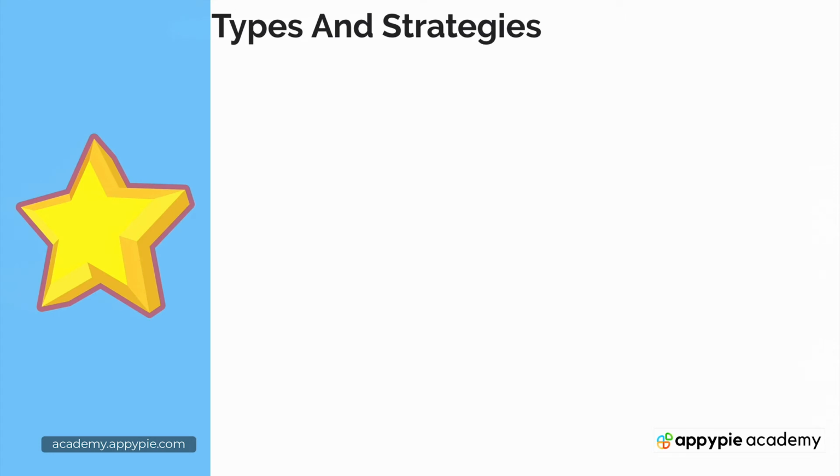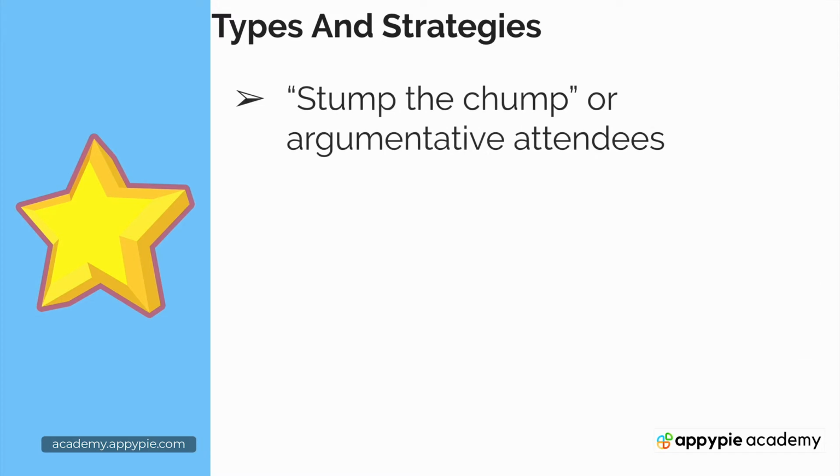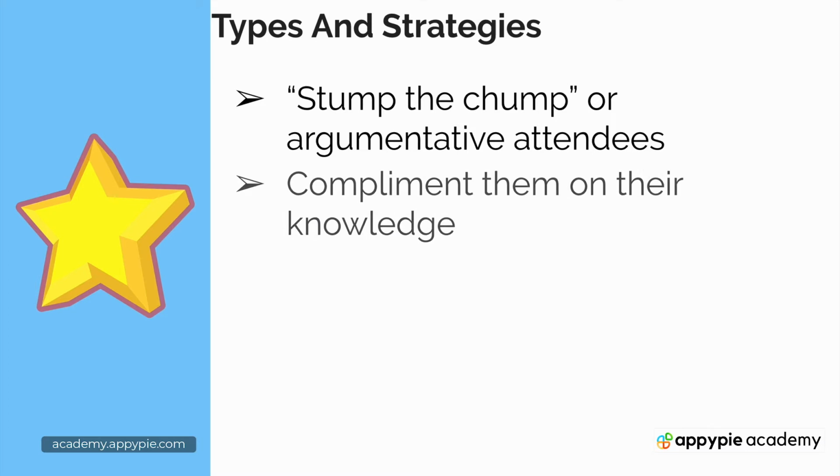And there are a few types of problem attendees that we're going to cover and a few different strategies. Well, the first type is, as Mark calls it, stump the chump, meaning people who bring up really complex topics, or people who try to prove you wrong just to challenge your credibility on the subject or show themselves as, oh, look at me, I know so much. They're not helpful to your presentation. You can compliment them on their knowledge because you don't want that person to be disruptive of everybody's experience.